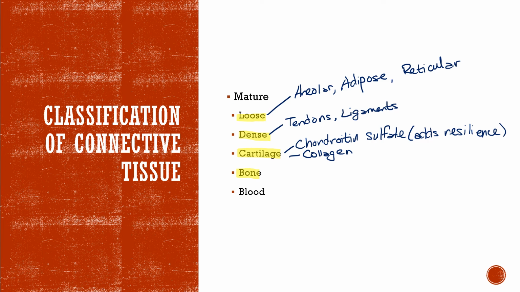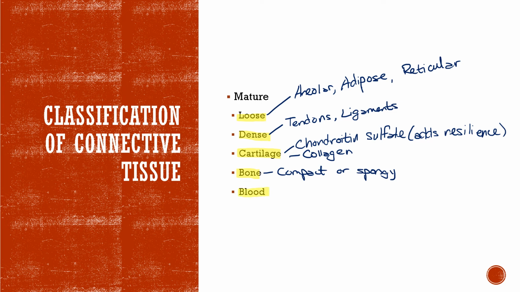So bone can be classified as either compact or spongy. And this depends on how its extracellular matrix and cells are organized. And like I said, we're going to cover all these differences between the different types of bones when we look at the skeletal system.